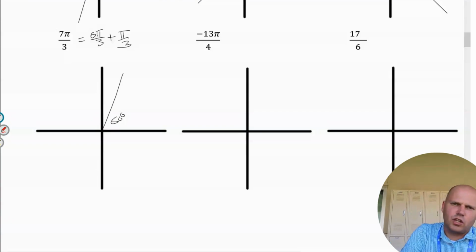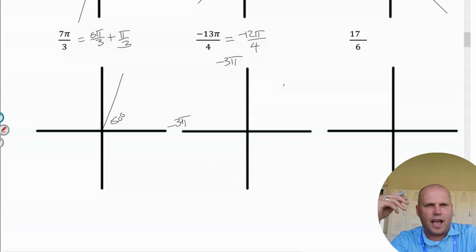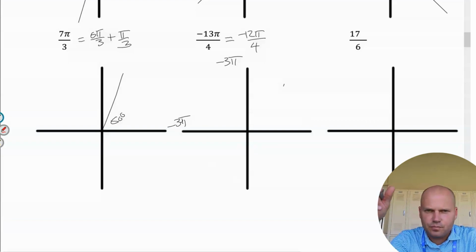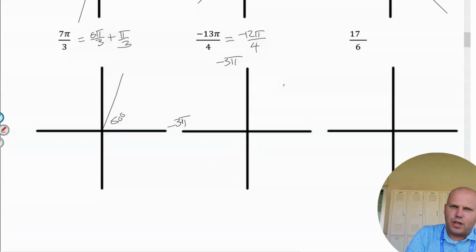13 pi over 4. It's really close to negative 12 pi over 4, but where the heck is negative 12 pi over 4? Negative 12 pi over 4 is negative 3 pi. So this one's a little tricky. Negative 1, negative 2, negative 3 pi. Negative 3 pi ends up being in the same location as pi or negative pi. And then I want to then subtract another pi over 4.